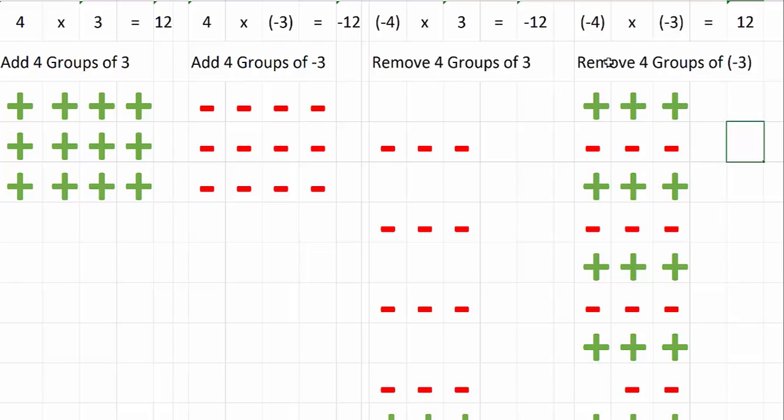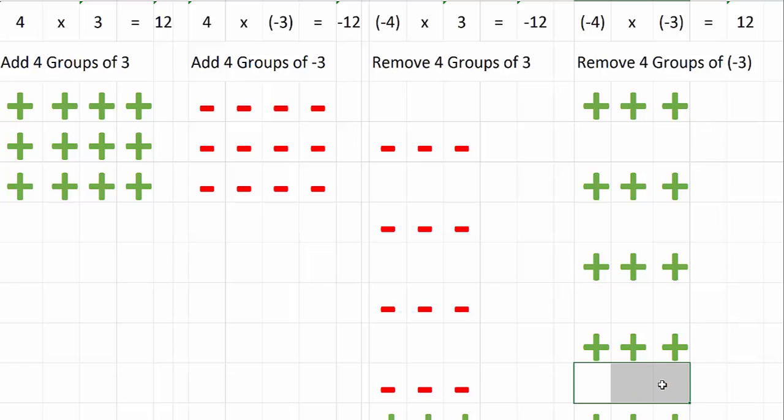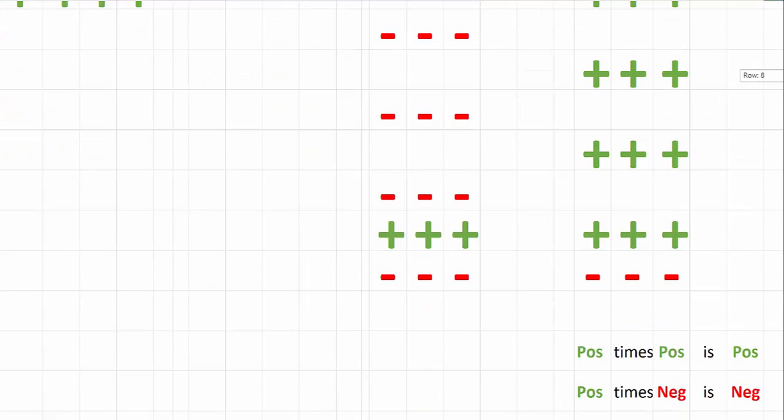So we interpret the problem as remove 4 groups of negative 3. So here's group number 1, group number 2, group number 3, and group number 4. So when we do that, obviously we have 12 positive tiles remaining.